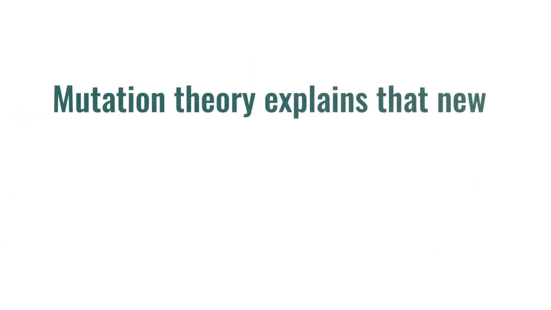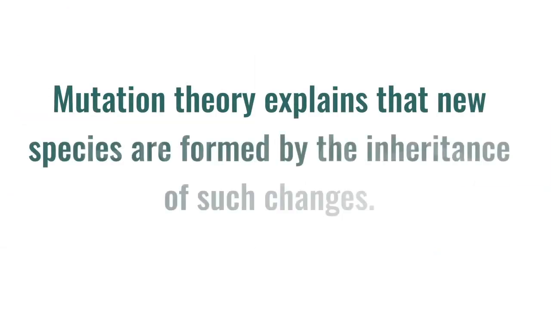It is well known that sudden changes that occur in organisms are caused by mutations in the genes of the organisms themselves. Mutation theory explains that new species are formed by the inheritance of such changes. This theory was formulated by the Dutch scientist Hugo de Vries. Later it was explained that mutations that cause variations led to the evolution of species.